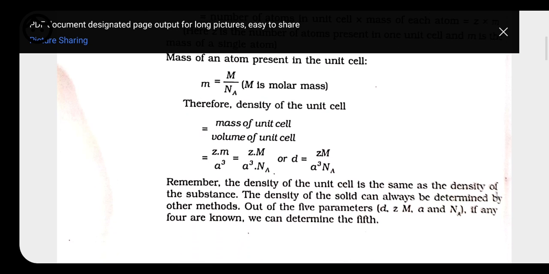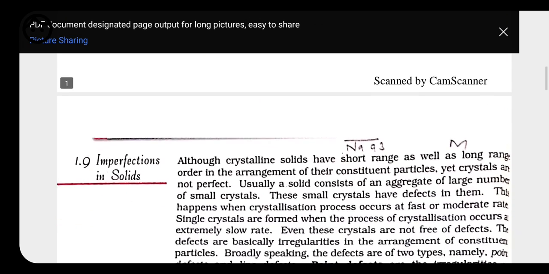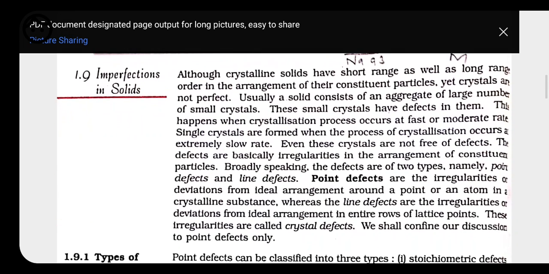Now moving forward, here we have the very last topic of this chapter, that is called imperfection in solids. What do you mean by imperfection? We know here in this chapter mostly we are talking about crystalline solids. Here we have two types of solid, that is amorphous and crystalline solid. But in this chapter we mostly talk about the crystalline solid, and we know that in a crystalline solid the arrangement of the particles is very regular, very perfect.